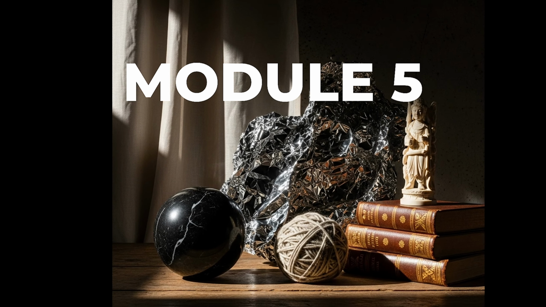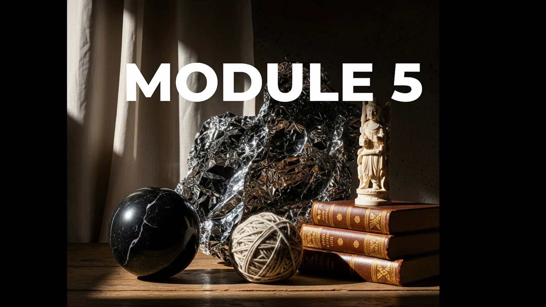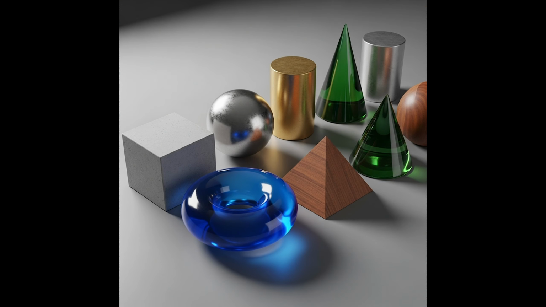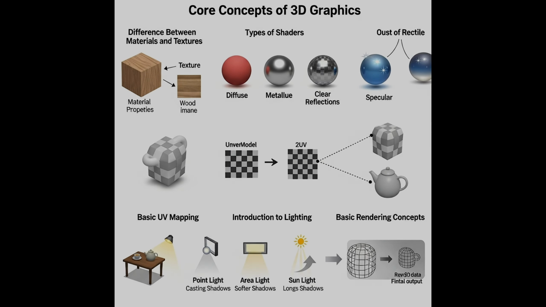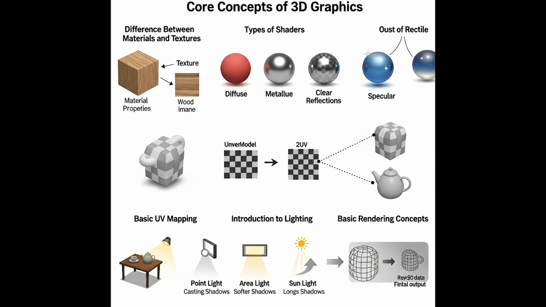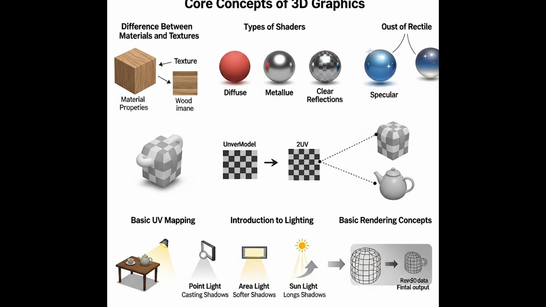Module 5: Materials, textures, and lighting. Objective: understand the fundamentals of the visual appearance of 3D objects. Contents: difference between materials and textures. Types of shaders: diffuse, metallic, and specular. Basic UV mapping. Introduction to lighting: point light, area light, sunlight.